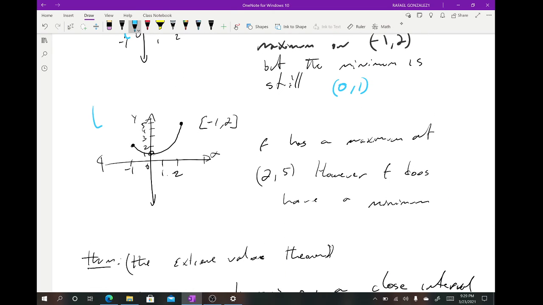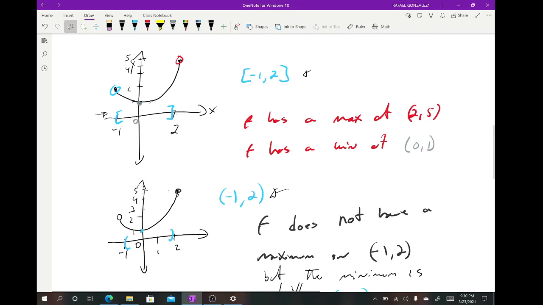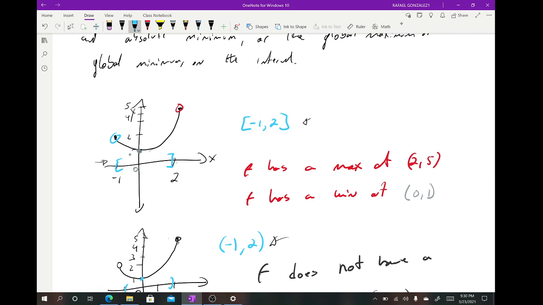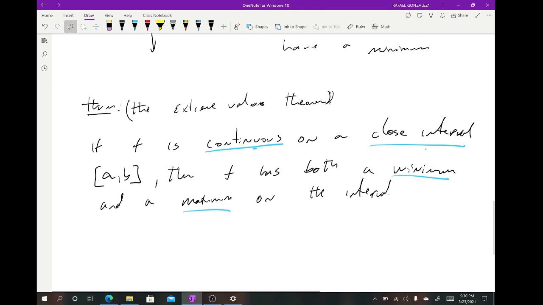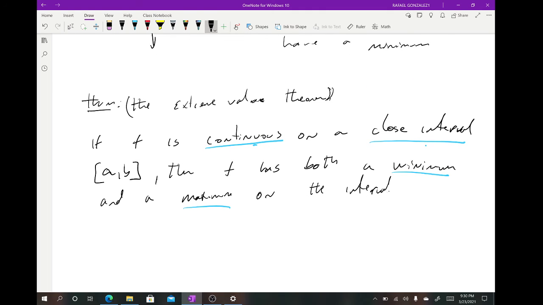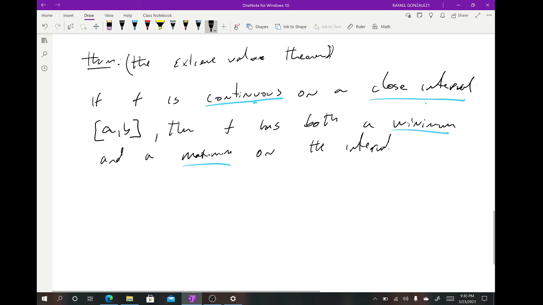This function up here is defined on a closed interval, but it is not continuous at (0, 1) the way that I defined it. That's why it didn't have a minimum. Whereas this function is continuous on a closed interval, so that's why it did have both a max and a minimum. The extreme value theorem guarantees this. So this is the beautiful thing about this theorem, that it guarantees this.